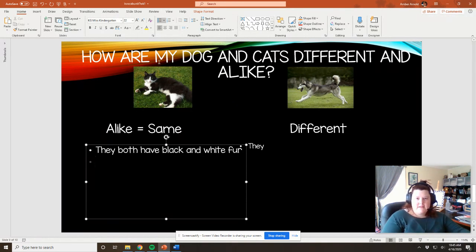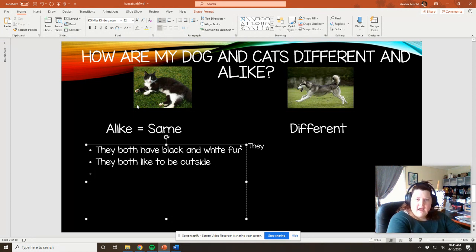Oh, I can see in the picture, I took both these pictures outside. So I can say they both like to be outside. They both like the grass. What else could I say?